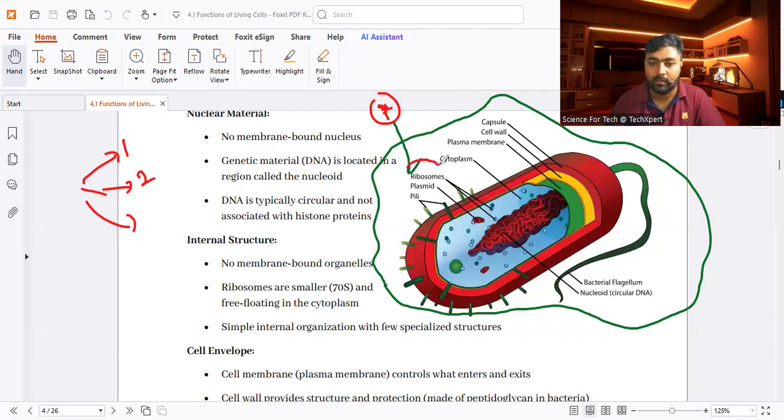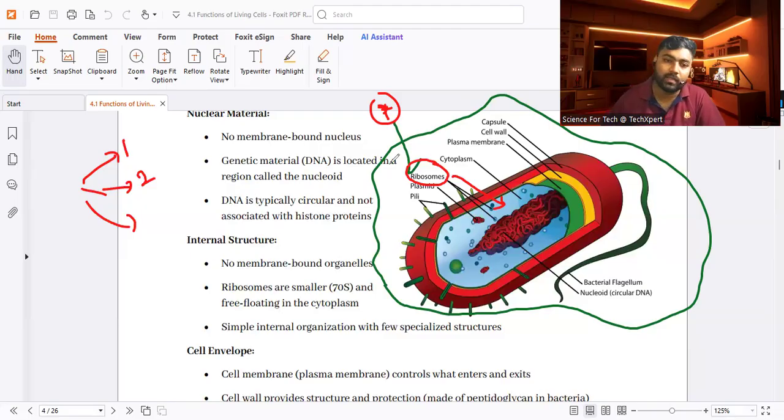That's why we can see ribosome in the bacterium cell or prokaryotic cell. Remember that one, okay? That is a very popular question. Remember, ribosome is the only organelle we can see in a prokaryotic cell.